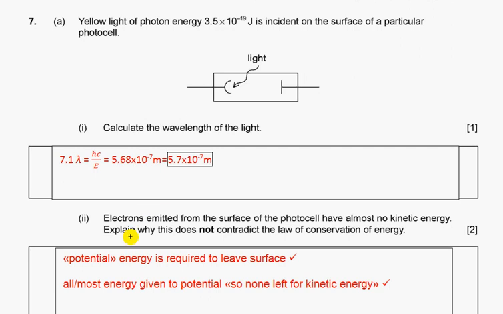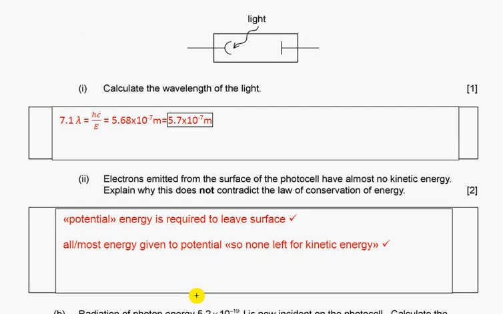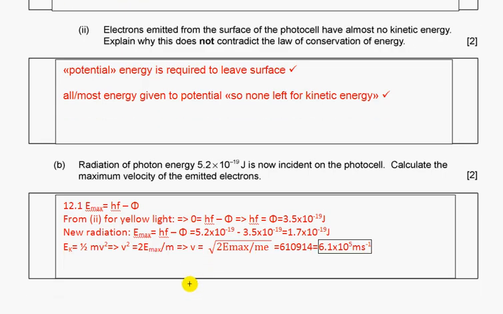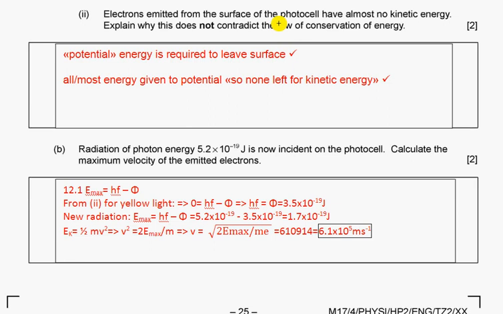So energy is required to leave the surface. So all energy comes from the photon, and nothing is left for kinetic energy. So the energy of the photon equals the work function.